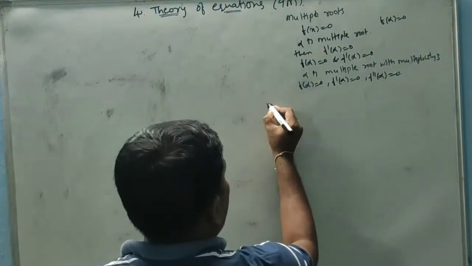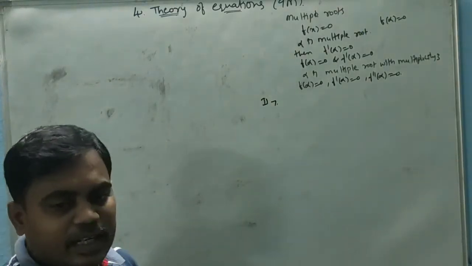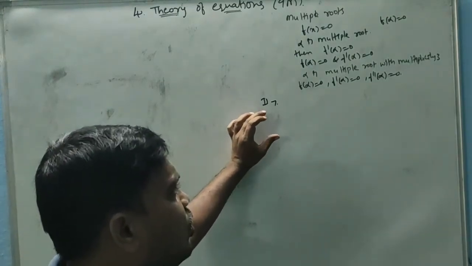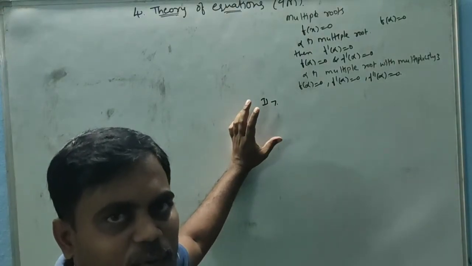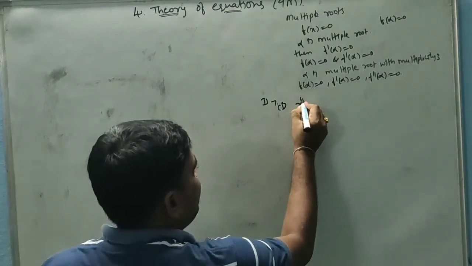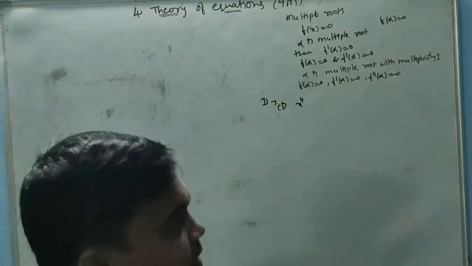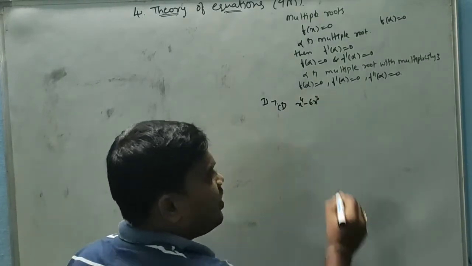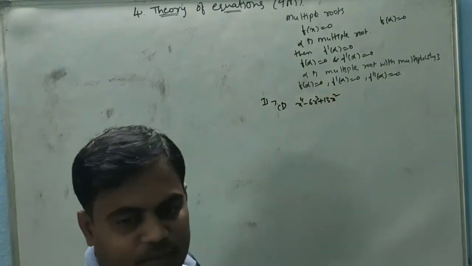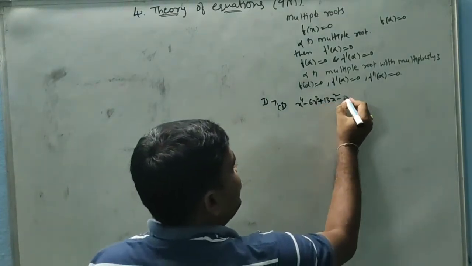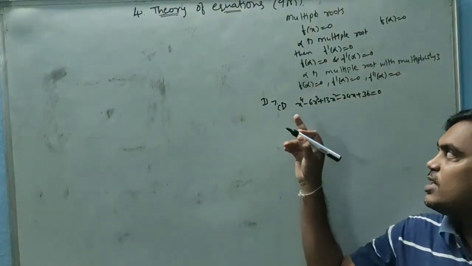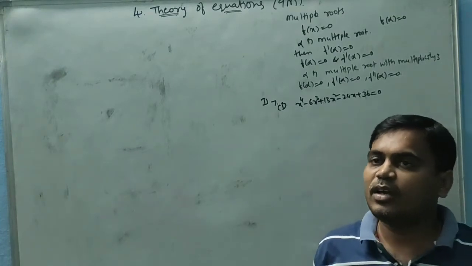Second bit, seventh question. Two equations are given that have multiple roots, and we need to find the multiple roots. First one: x power 4 minus 6x cube plus 13x square minus 24x plus 36 equal to 0. So this is the equation. This equation has multiple roots, we need to find the roots.